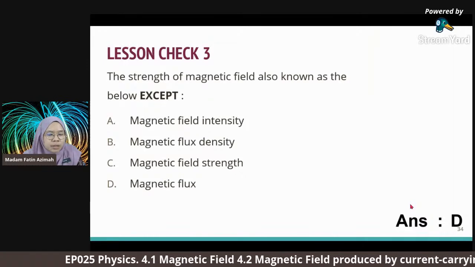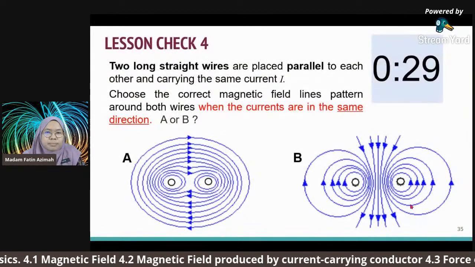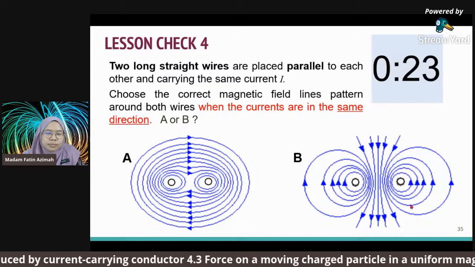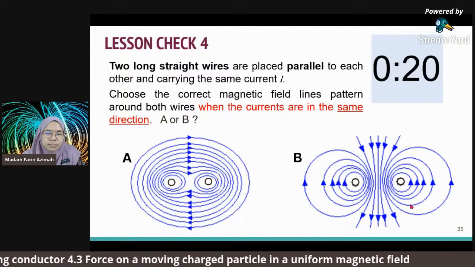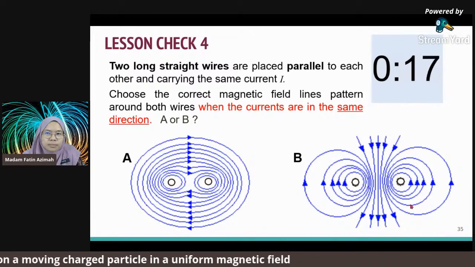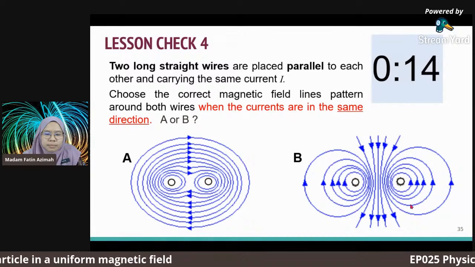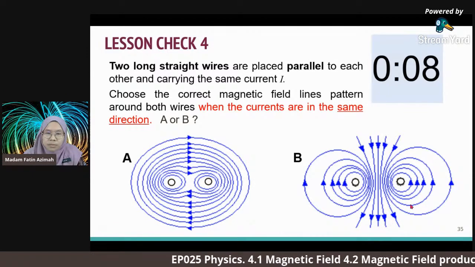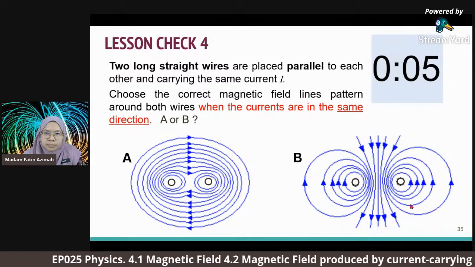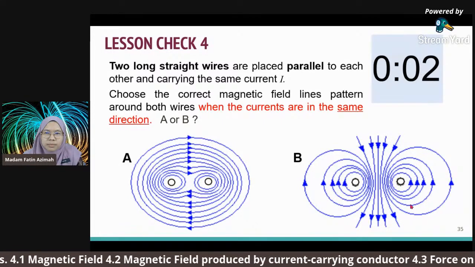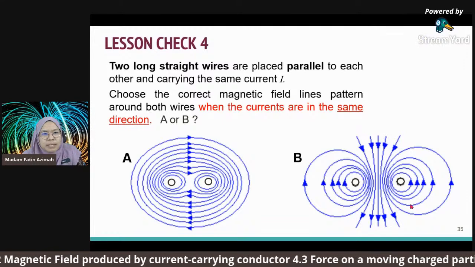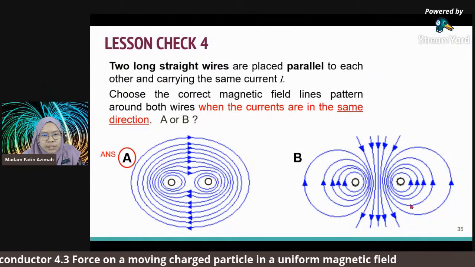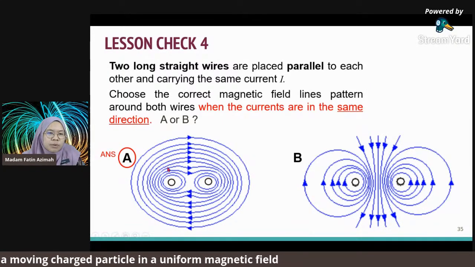Next question. Okay, time's up. The answer is A. So when the currents are in the same direction, the pattern is the answer A.